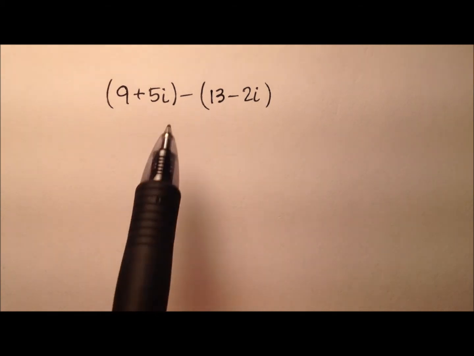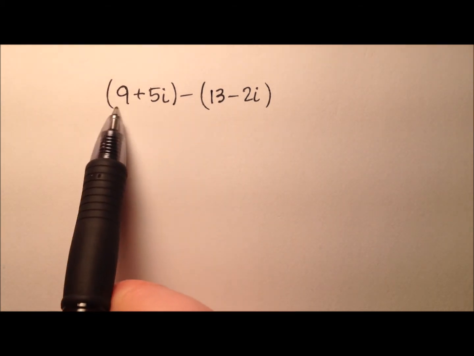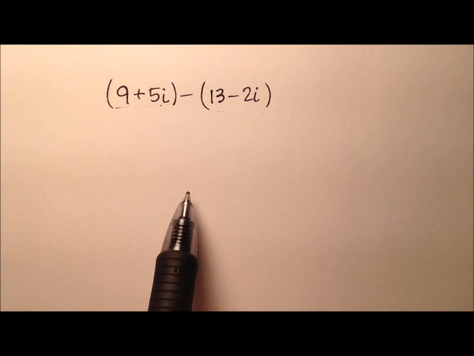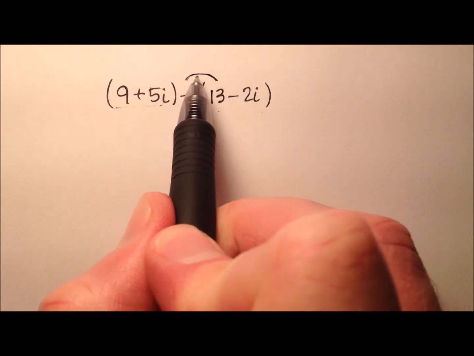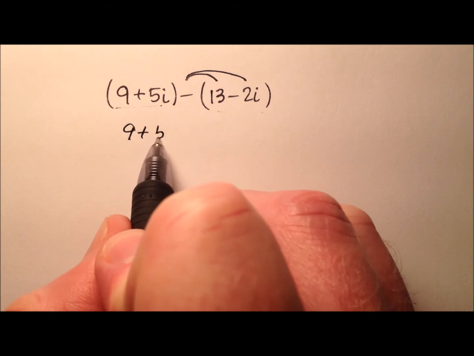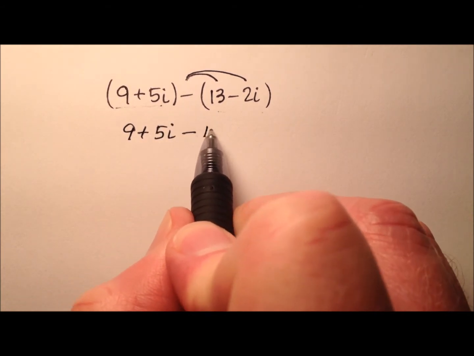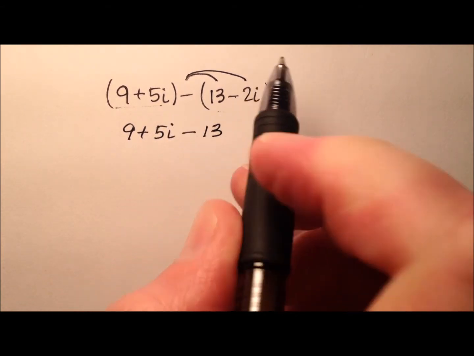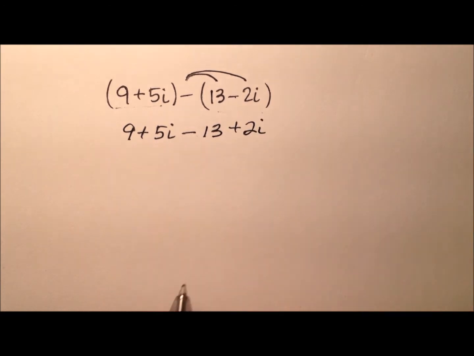In this second example, I'm going to subtract these two complex numbers. So remember that subtraction is basically just adding the opposite. So what I'm going to do is distribute this minus sign and rewrite my problem as 9 plus 5i minus 13 and then plus 2i.